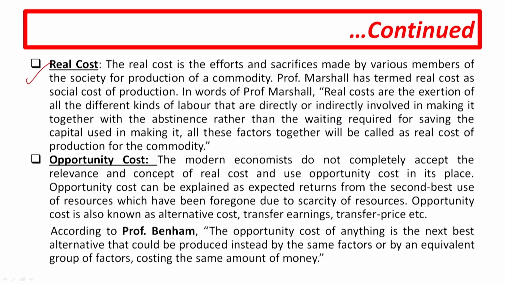Real cost. Real cost is the effort or sacrifices made by various members of the society for producing a commodity. That means it is the sacrifices or effort made by every factor in producing the commodity. For example, real cost for the laborer. Laborers give their service, give their time, give their effort in producing the commodity. So, all the sacrifice the labor is actually making in producing the commodity is the real cost for that labor.